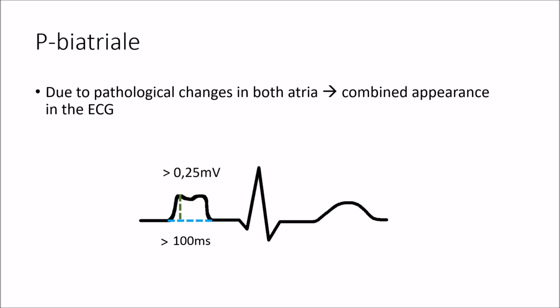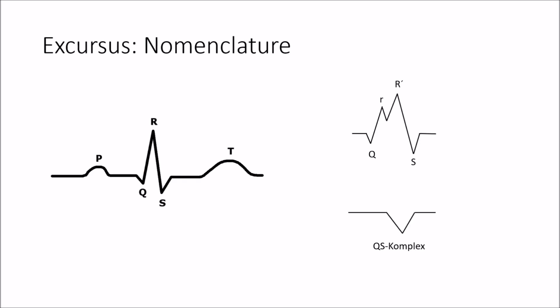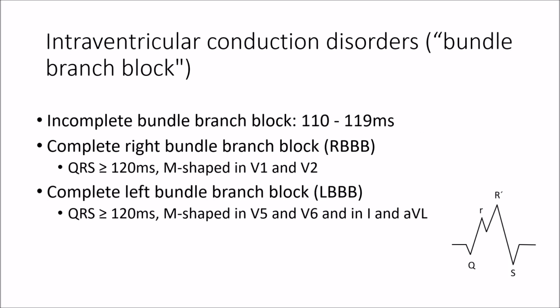Maybe we should take a look at the nomenclature at this point. A QRS complex that has no R wave at all is called a QS complex. But the QRS complex can also have two R waves. The larger wave then gets the capital letter. The electrical excitation spreads in the ventricles by means of the ventricular branches. However, these can be damaged by coronary heart disease, for example.